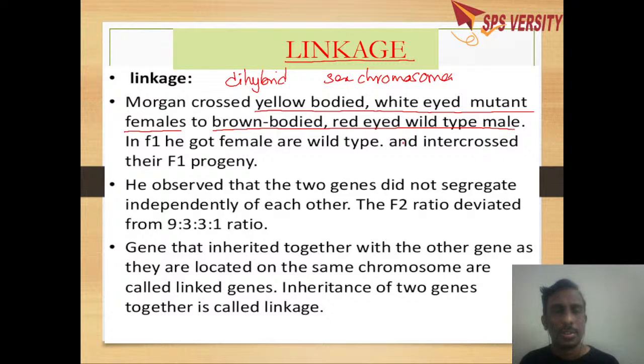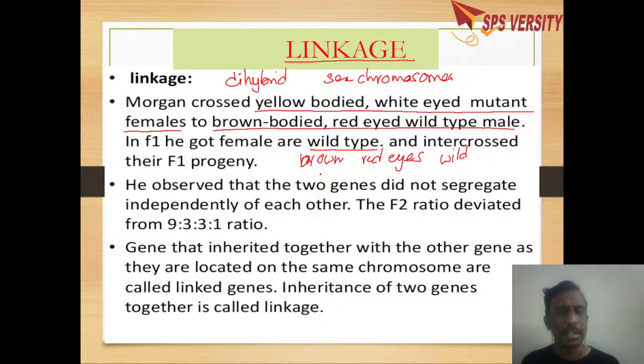Okay. So he has crossed. In the F1 generation, he got a female of wild type. Female of wild type means a female which we got that is brown-bodied, red eyes. That is, in the F1 generation, he got a wild type. And later on, the same procedure Mendel had done, he proceeded to the F2 generation.